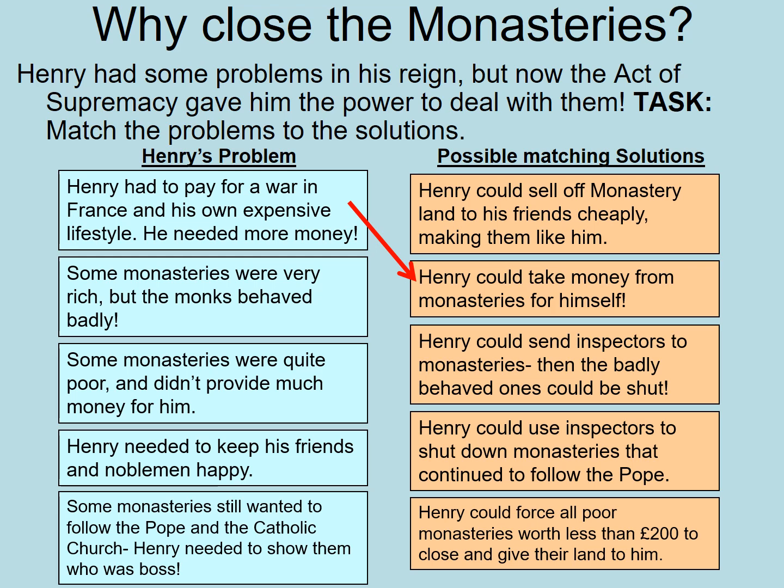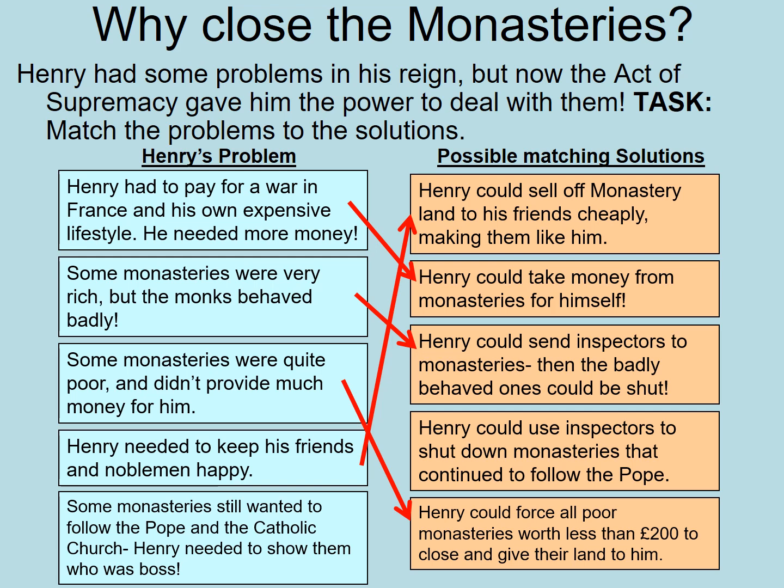Some monasteries were very rich, but the monks behaved badly. Henry could send inspectors to monasteries, then the badly behaved ones could be shut. Some monasteries were quite poor and didn't provide much money for him. So Henry could force all the poor monasteries worth less than £200 to close and give their land to him. That leads into the next one quite nicely. Henry needed to keep his friends and noblemen happy. Henry could sell off monastery land to his friends cheaply, or even give it away, making them like him.